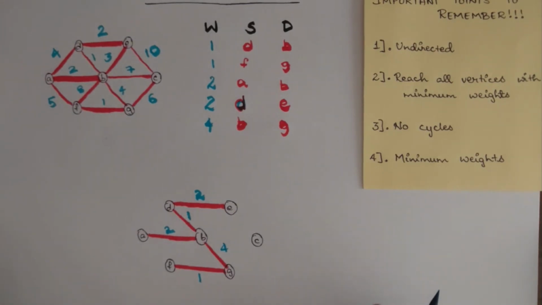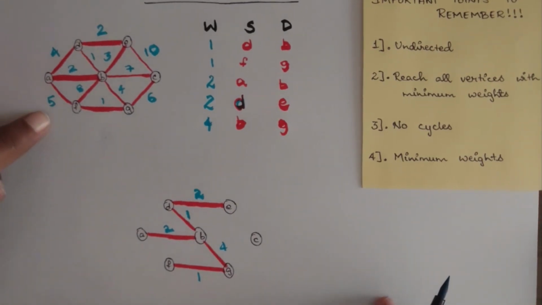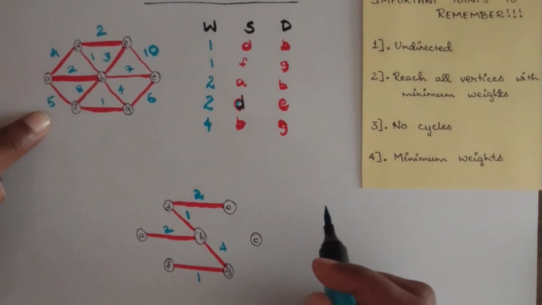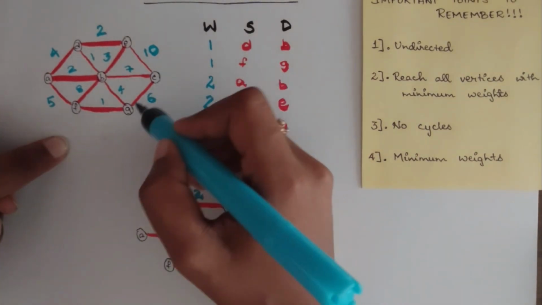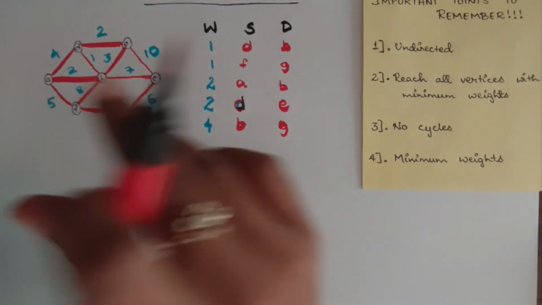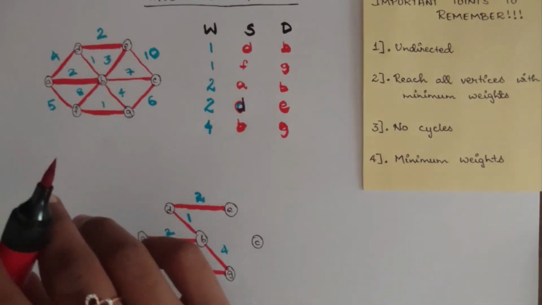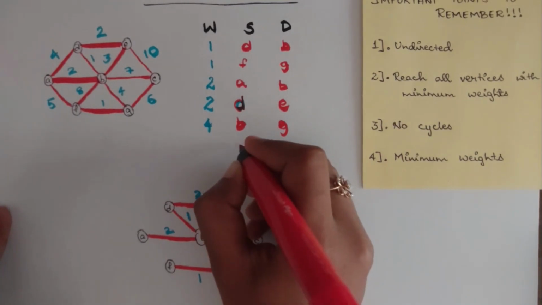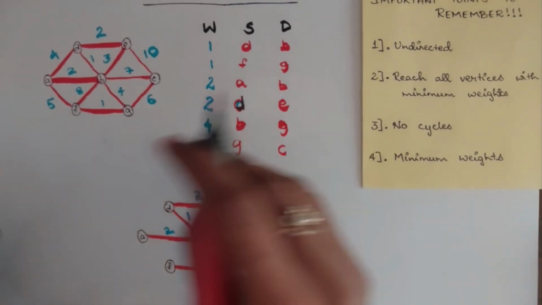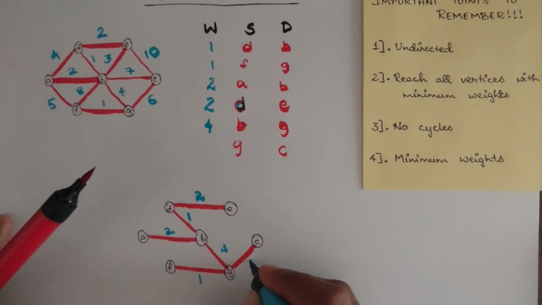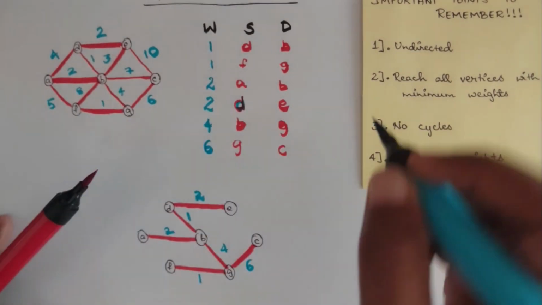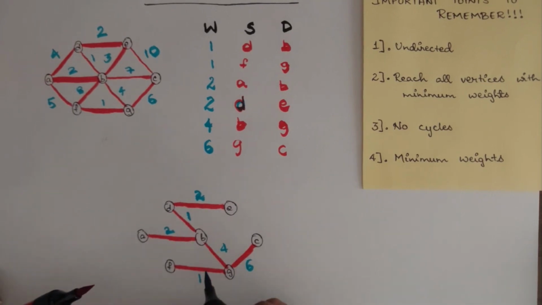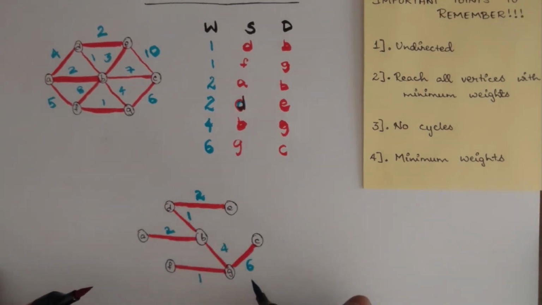The next minimum edge is 5. But when we consider 5, it forms a cycle, so we can't take 5. The next minimum edge is 6. So we can take that from G to C with weight 6. By this, all the vertices have been reached through minimum edges.